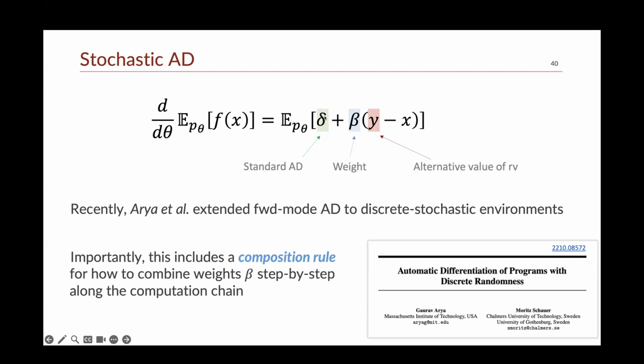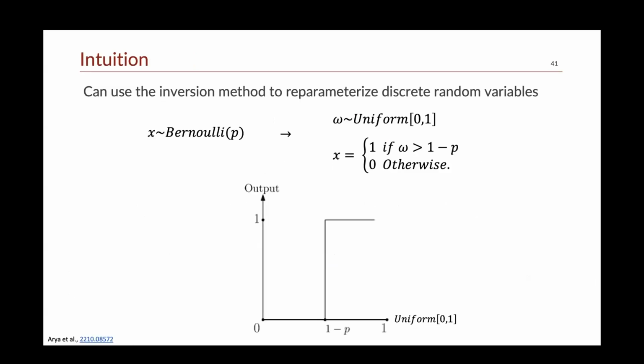The way that derivative estimator looks is you have the standard AD component, any gradient of f you need to take, and this other part where you get a weight, and we'll talk a little about what this weight is, times the difference between the random value of your function and some alternative random value that you might have gotten. I'll try to take you through the way that this works, although we don't have much time.